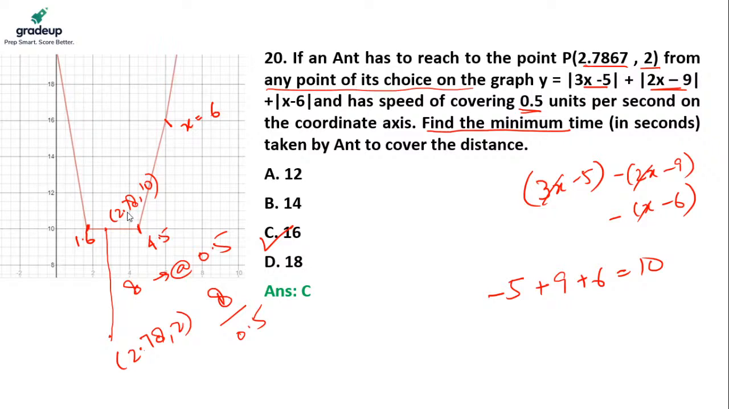And I have to minimize the time in such a way that it takes minimum time. So I will pick up the closest point, and the closest point would be this only. Yeah, Manoj?